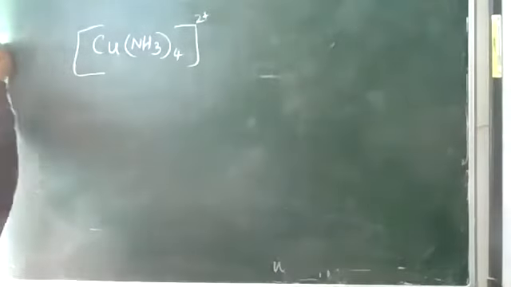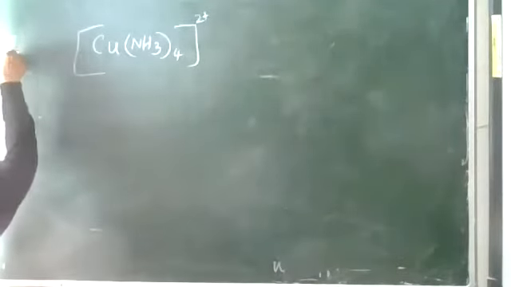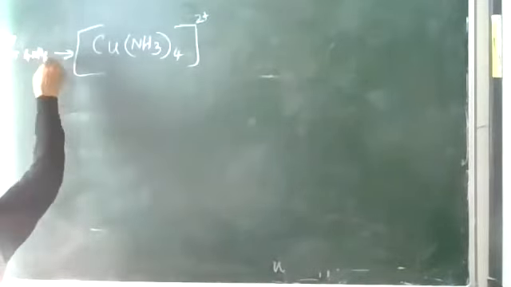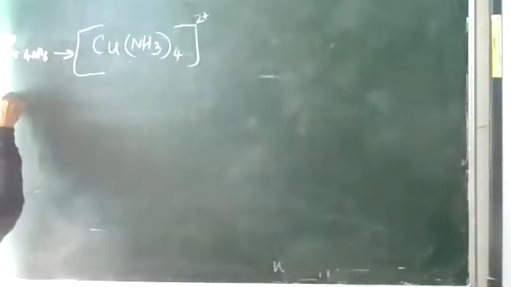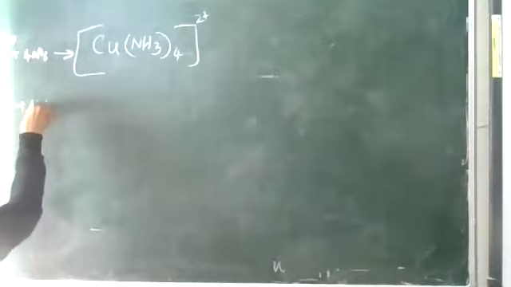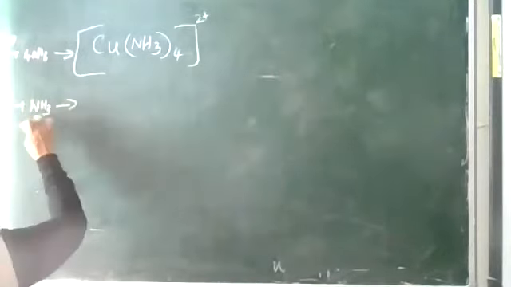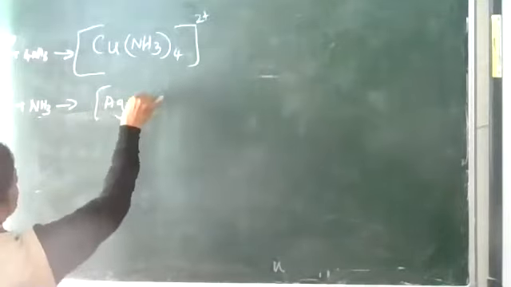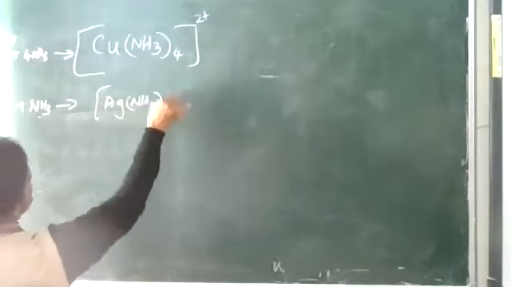And write [Cu(NH3)4]2+. You are getting this. If it is silver, Ag(NH3)2+, you know that Tollens' reagent. Tollens' reagent is Ag(NH3)2+. This is again a coordination complex.